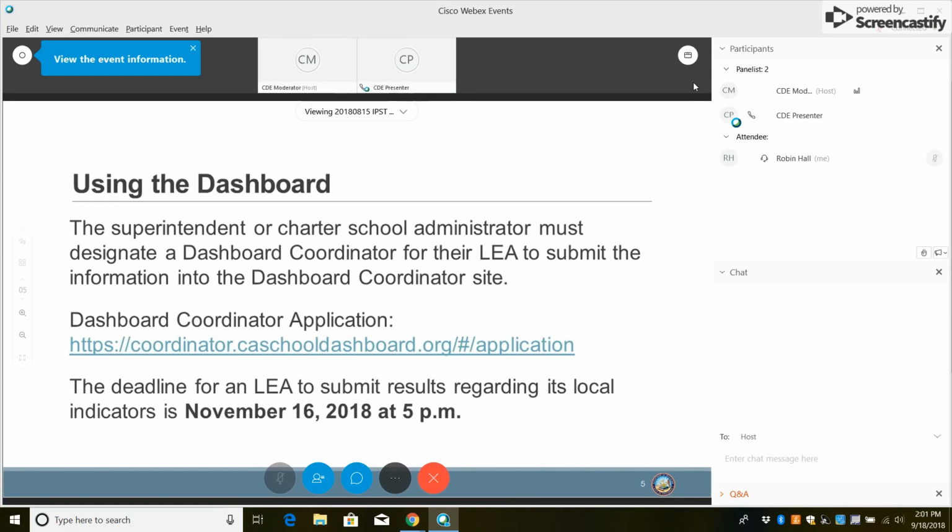Good afternoon. This is Jonathan Siegel, and we'll go over just some background information on the local indicators before we dive into Priority 3. So keep in mind the deadline for completing the local indicators on the dashboard is November 16. In order to complete the upload of the local indicator information to the dashboard, LEAs will need to assign a dashboard coordinator, and here's the link to the application that needs to be filled out.